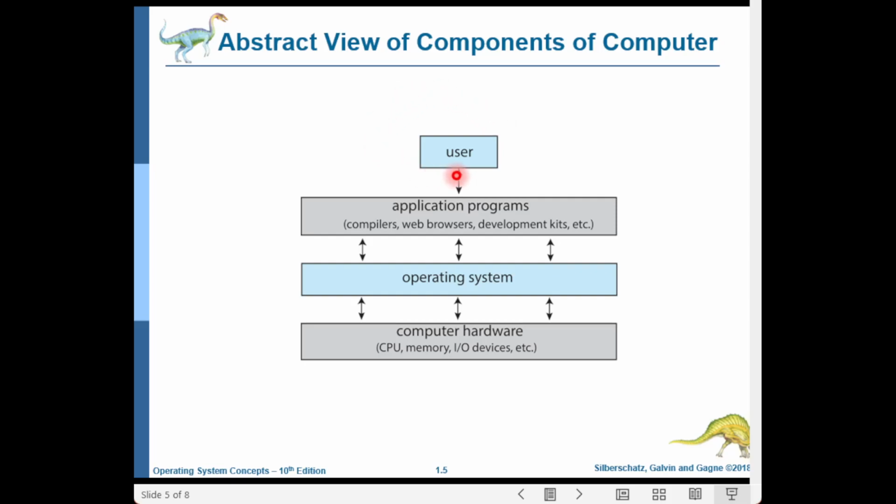We have user. User can be a person or computers. Then we have software. It can be application program or system program. Then we have OS, which acts as an intermediary between software and computer hardware. So these are the four components of a computer system.